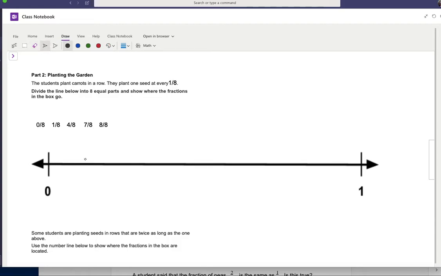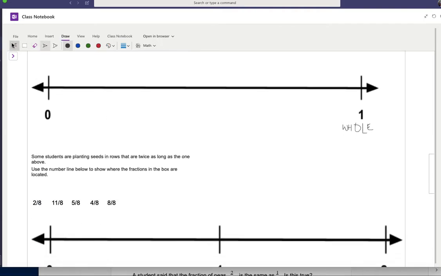So you need to partition from 0 to 1 whole. Remember, this is 1 whole into 8 equal parts. Then once you do that, you need to label where 0/8, 1/8, 4/8, 7/8, and 8/8 would go. Put it on the top. All right. Then scroll down.